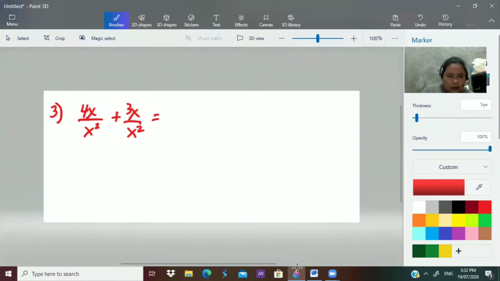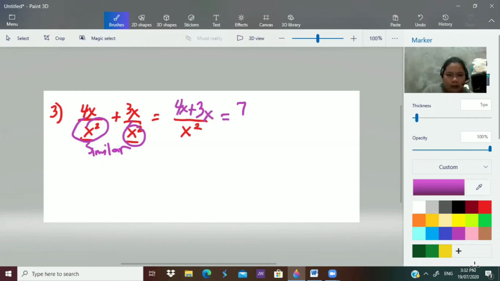Okay, so first step, since these are similar fractions, you just copy the denominator. Kailan lang ikakopy kapag similar ang rational algebraic expressions? Kapag parehas ang ating denominators. Ginagawa lang yan kapag ito ay similar. Then, add the numerators. So you have 4x plus 3x, so you have 7x over x squared.